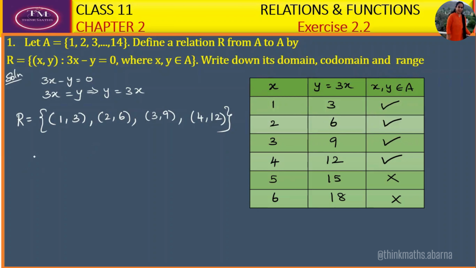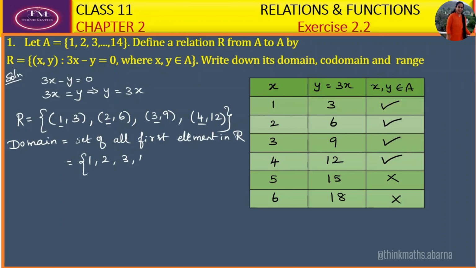So this is the relation in roster form. Now we have to write the domain. What do you mean by domain? Domain is nothing but the set of all first elements in the relation R. What are the first elements? 1, 2, 3, 4. So the set of all 1, 2, 3, 4 is the domain. Next, what is codomain?